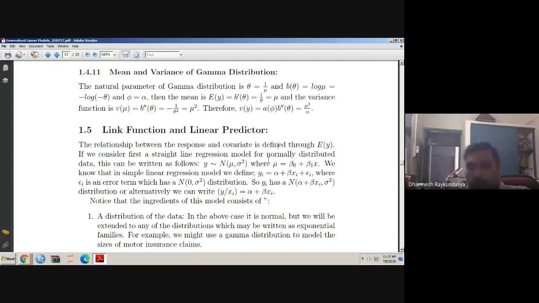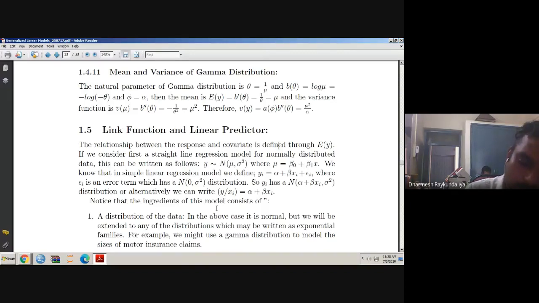Now there are two other things that are also needed. One is a linear predictor and another is a link function. So we will see them one by one. The relation between the response and the covariate is defined through the expected value of y.